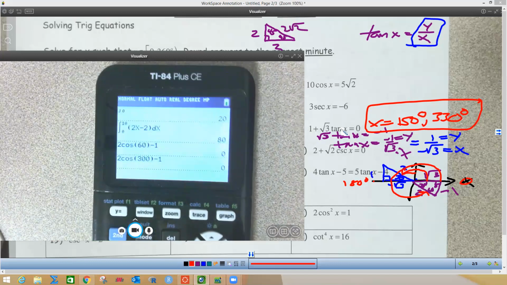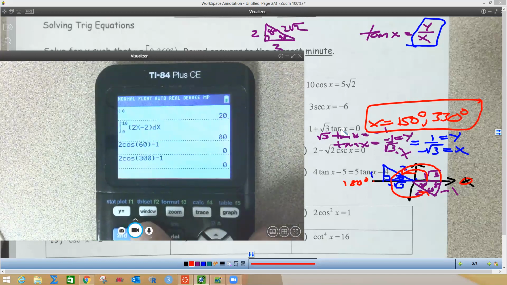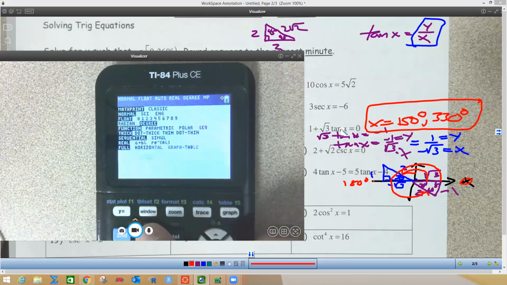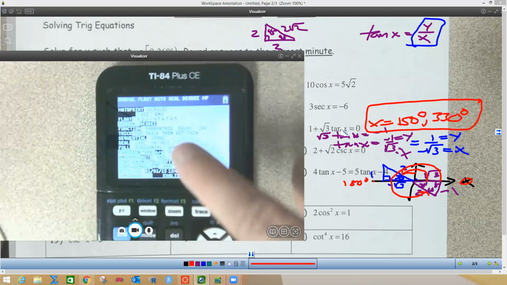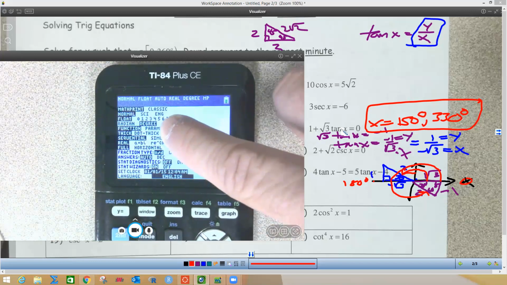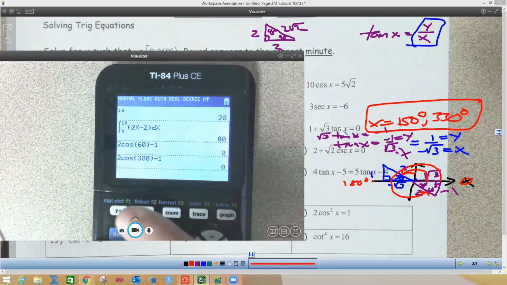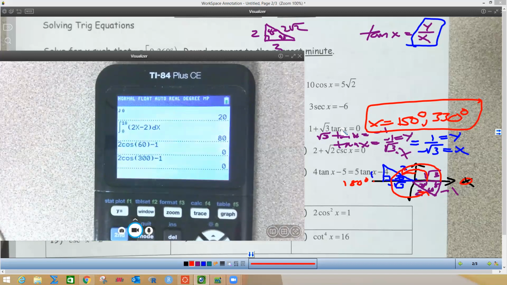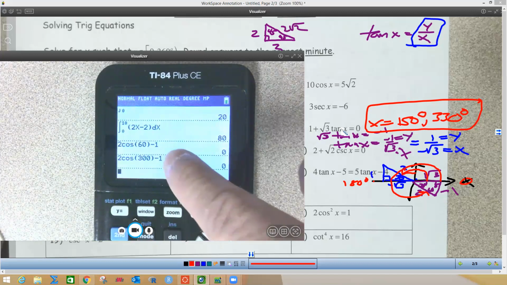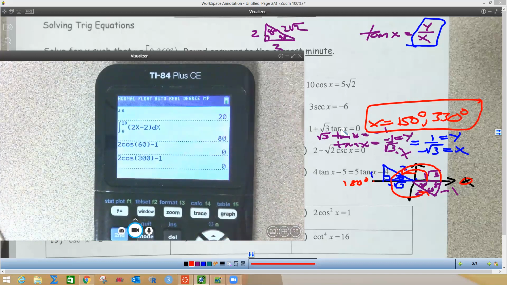Okay, so there's my calculator. So to check degrees, you hit the mode button right under window. And mine's already in degrees. See it right there? The degree is highlighted right there. So I'm already in degrees. So I hit second mode to quit that screen. And I still got the one I checked yesterday up there. It's those two right there we checked in class. But now we're going to check 1 plus radical 3 tangent.